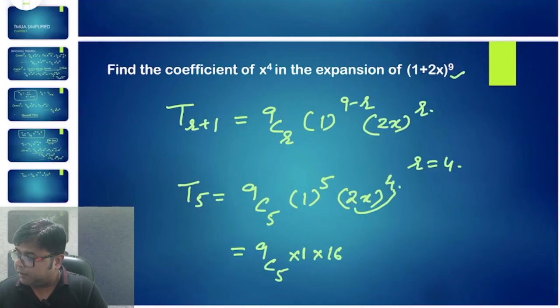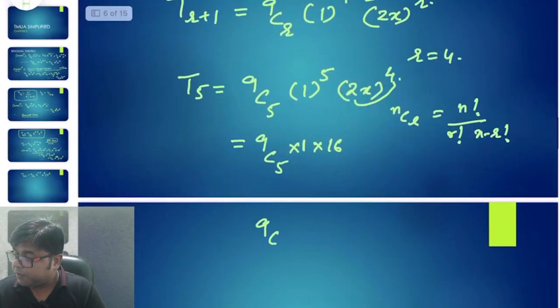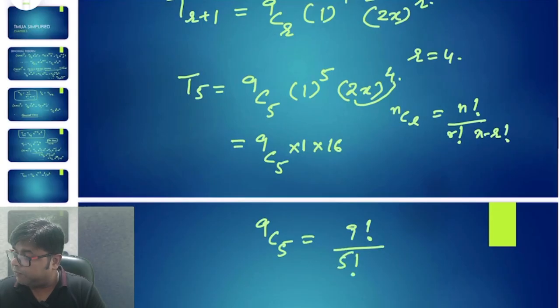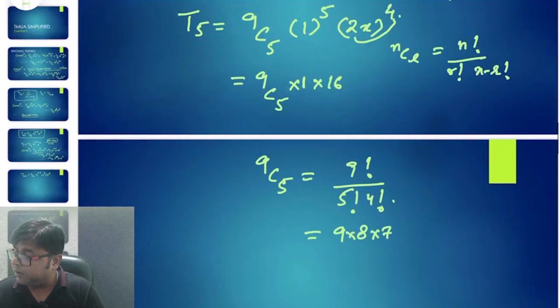Now what is 9C5? 9C5, as I told you, nCr is n factorial upon r factorial into n minus r factorial. So 9C5 will give me 9 factorial upon 5 factorial and 4 factorial. Now how do we solve it? So I know 9 into 8 into 7 into 6 into 5 factorial is what I can write.